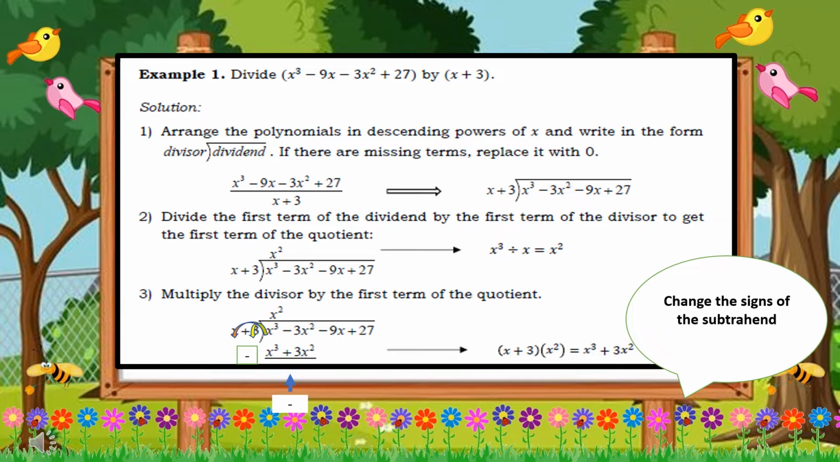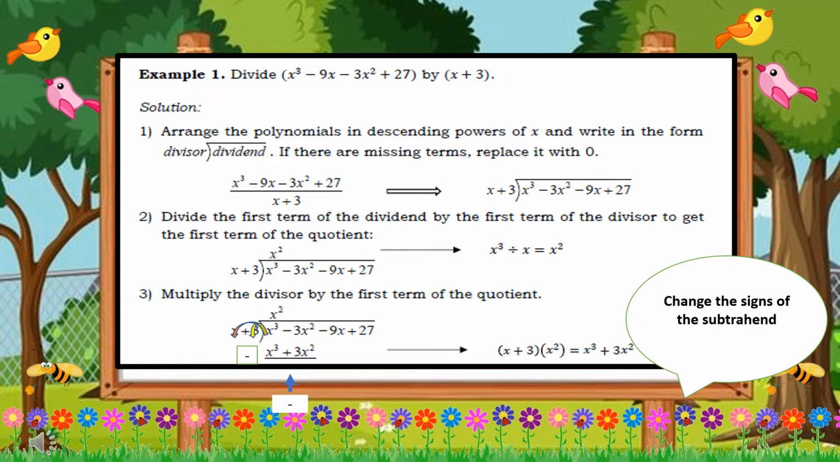So the solution, the first step, is you're going to arrange the polynomials in descending powers and then write in the form divisor divided by dividend. If there are missing terms, replace them with 0. So you're going to check the powers. Here, the divisor is x plus 3 and the dividend is x cubed minus 3x squared minus 9x plus 27. So the negative 3x squared is already arranged in descending powers of x.